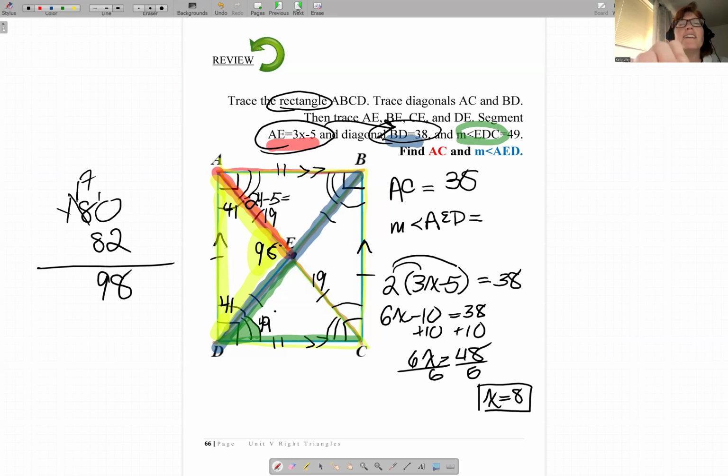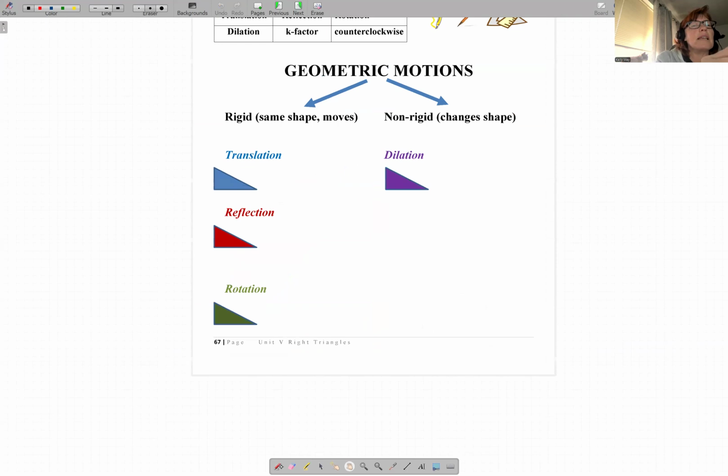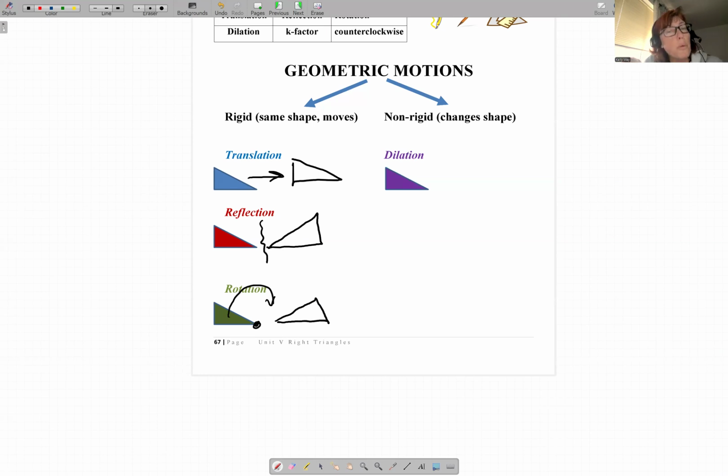All right, that's our review. Also a review is our rigid motions. This is from the previous class. Translation means to slide. So when you slide a shape, you go this way. A reflection means to flip it over. So imagine a mirror, flipping it over. And rotation means you turn on some sort of pivot point. So I could turn this like so. Those are all rigid, meaning the same shape remains and it just moves around.